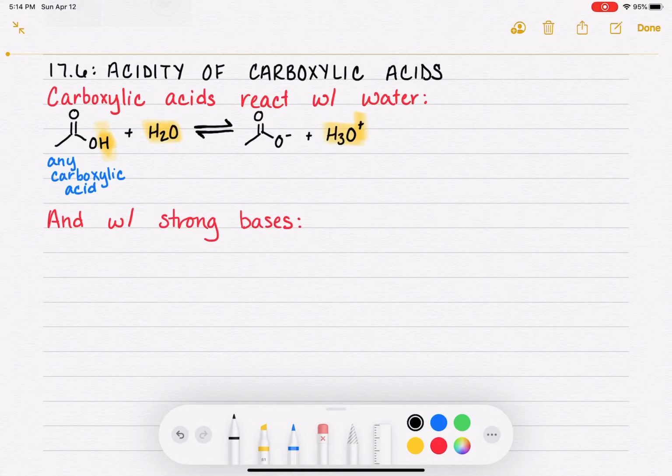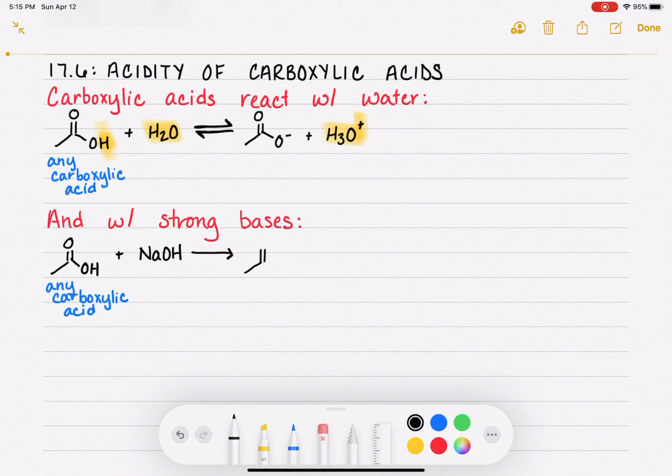And with a strong base, we're going to use the same little carboxylic acid for the strong base reaction. But again, this could be any carboxylic acid, any size. And the strong base that I'm going to use in this example is NaOH. That's a very common strong base, sodium hydroxide. I'll give you a list of a couple others that you might see. Now, this is not an equilibrium reaction. This is a straightforward reaction.